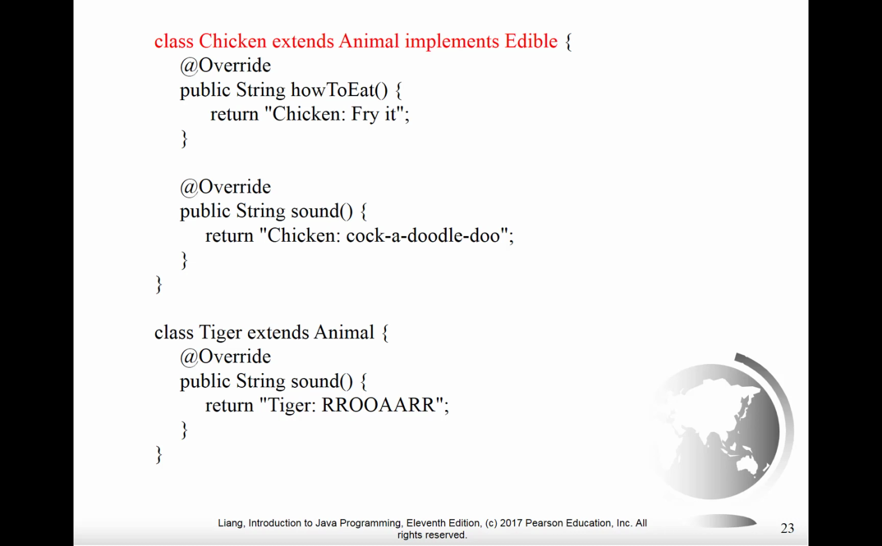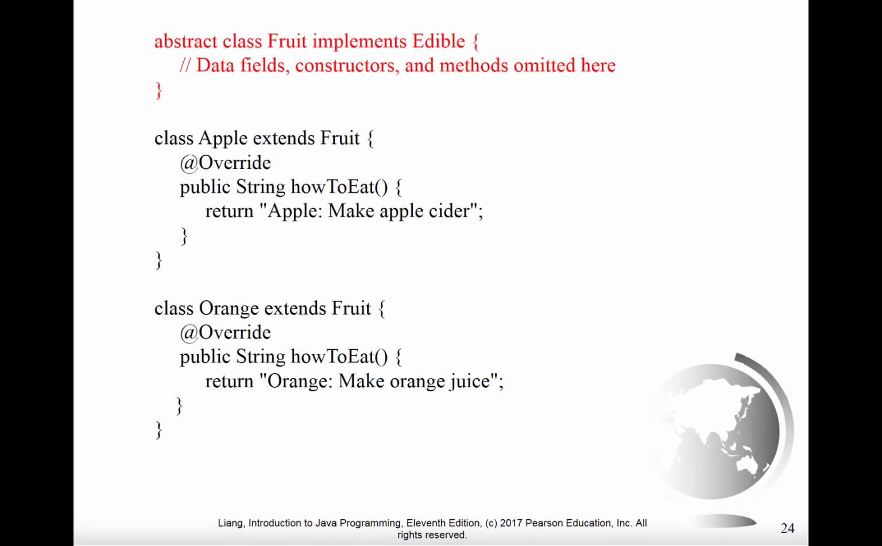Notice that the Tiger class does not implement the edible interface. We haven't said that it does, and in fact it doesn't, implying somehow that tigers are not edible. Continuing on with this example, then, we have the abstract class fruit, which implements the edible interface, implying that all fruits are going to be edible.